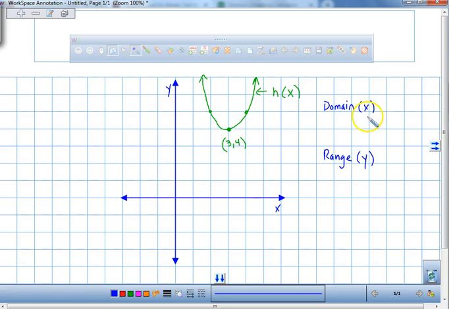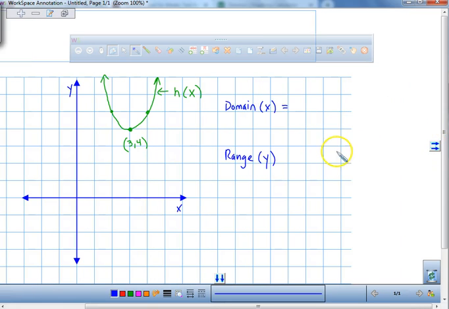Okay? So the domain is the set of all of your x values. The range is the set of all of your y values. Now this particular question said, what is the domain of the graph? So ask yourself, what x values are being plotted? They look like they're going forever to the left and forever to the right. So what could we say our domain is equal to? All real numbers. All right, all real numbers is the domain.